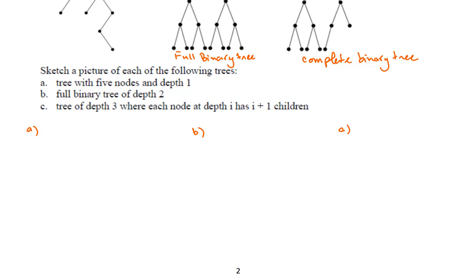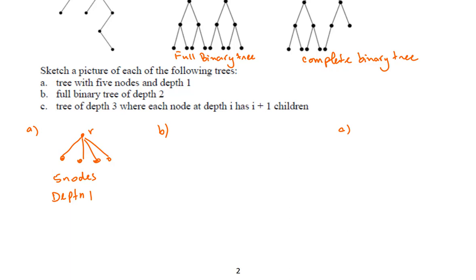So, a tree with 5 nodes and depth 1. Here is the root, and depth 1 means here is 1 root, and that means I need 4 children, which are leaves. So right here I have 5 nodes total, and depth is 1.